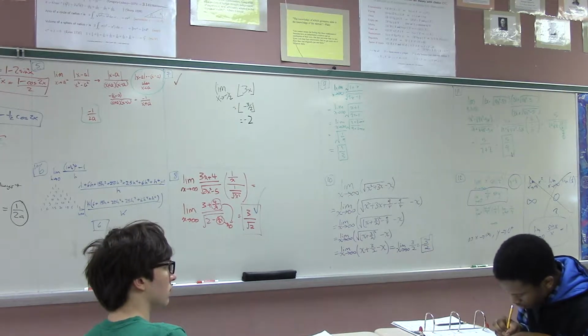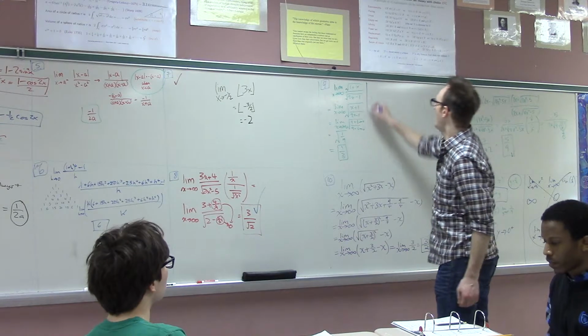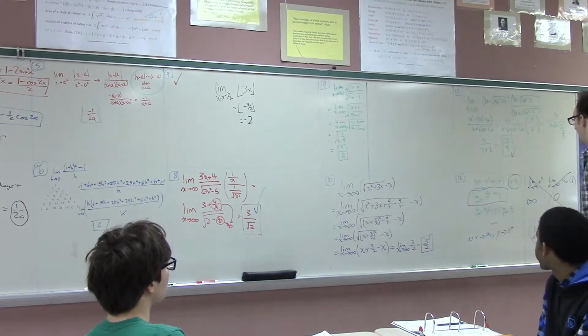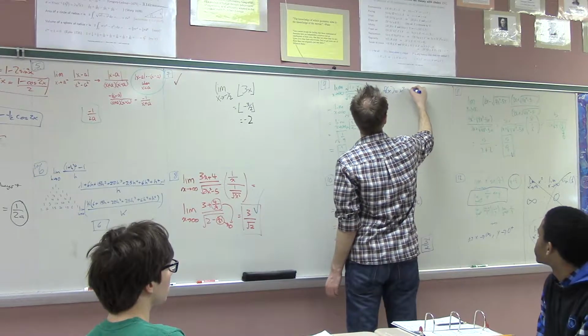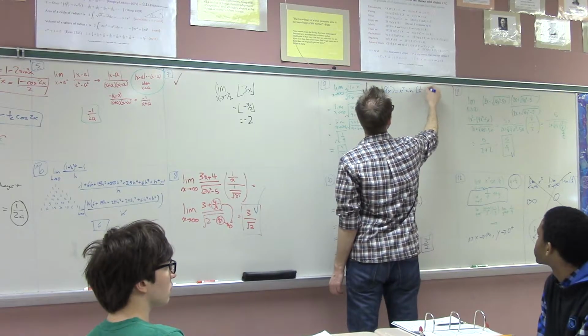Okay, so this actually settles a kind of mystery of what this function f of x equals x squared sine 1 over x looks like.